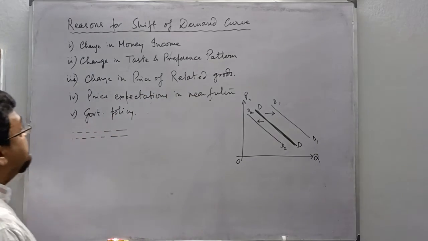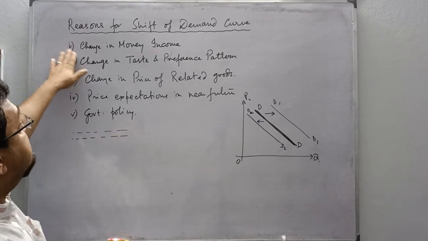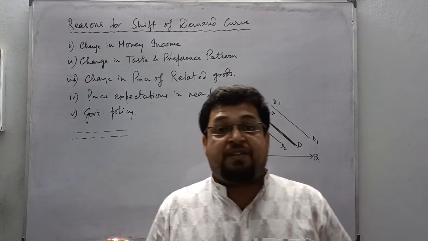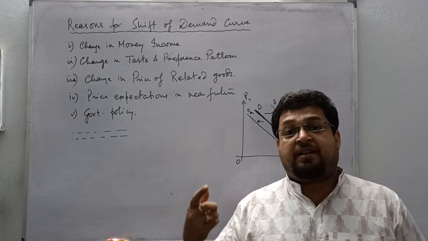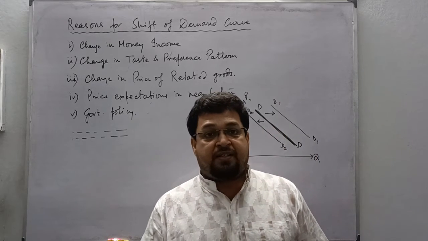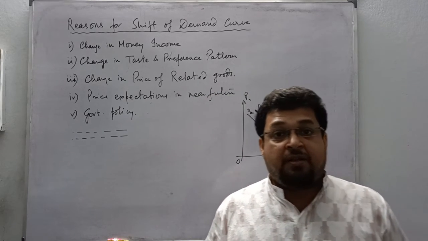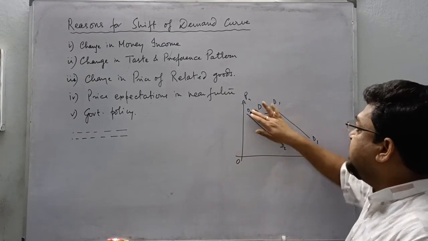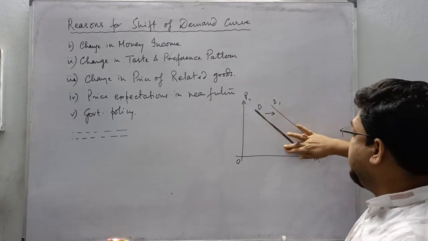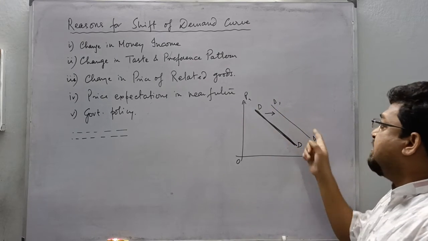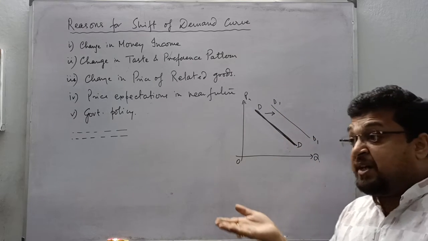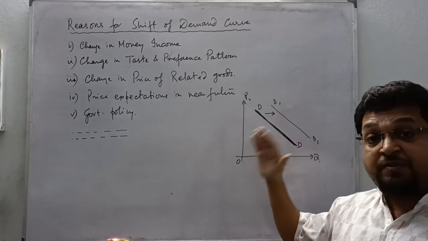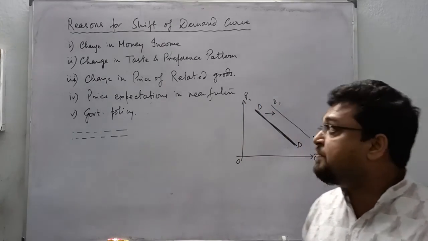Say, for example, number one reason is change in money income. The income of the consumer changes. If there is an increase in the income of the consumer, the demand increases, and as the demand increases, the demand curve shifts to the right. If the money income decreases for normal goods, the demand curve shifts to the left because demand decreases.